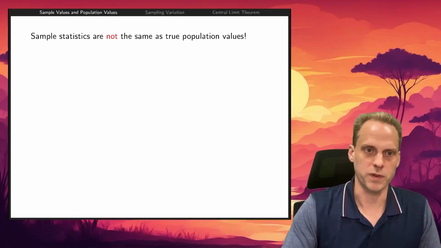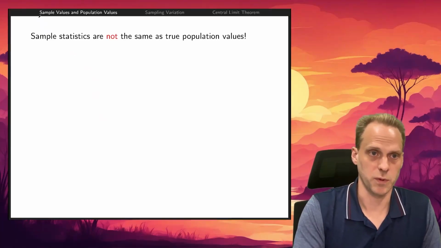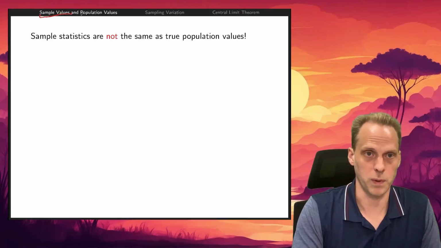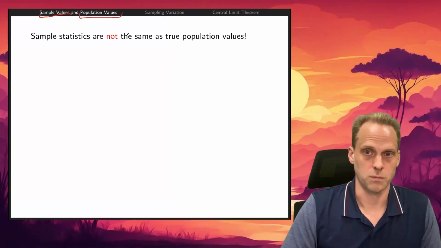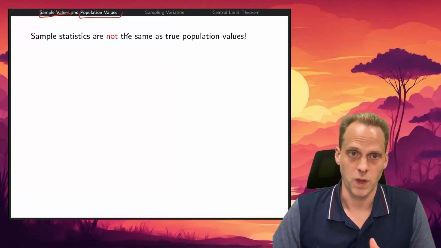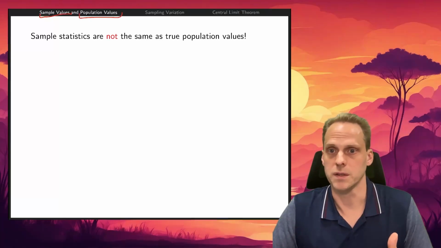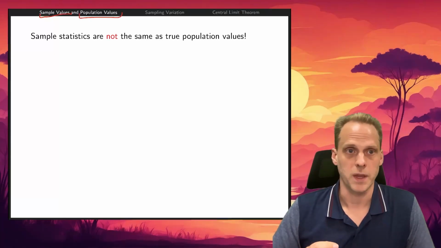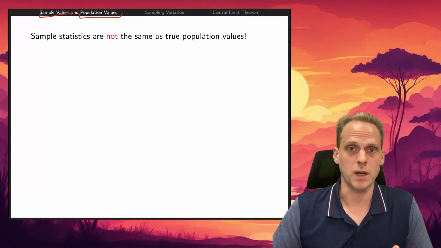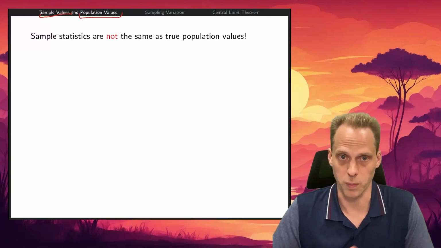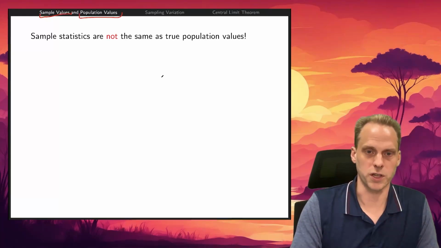It's really important that we distinguish between sample values and population values. Population values, or true values, are the average in the population, like the real average. A sample statistic is just something that we calculate from our limited sample of that population. Right? Those are not the same thing.